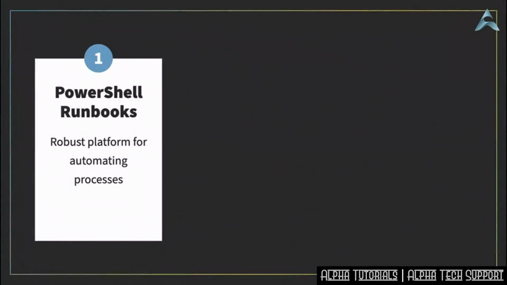In this course, we will discuss 3 major topics. The first one is the PowerShell runbooks. PowerShell runbooks are based on Windows PowerShell, providing a robust platform for automating processes. You can create and edit the code of a runbook directly in the editor within the automation account. You will see this in action during the demo. Microsoft has also provided us with a set of pre-created runbooks for common tasks like switching on the VMs, shutting down the VMs, and many more.